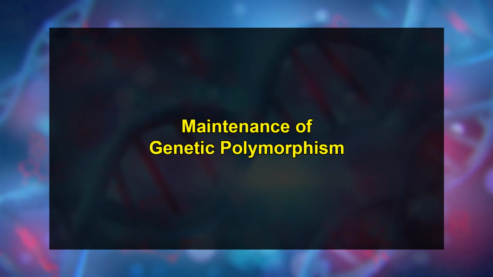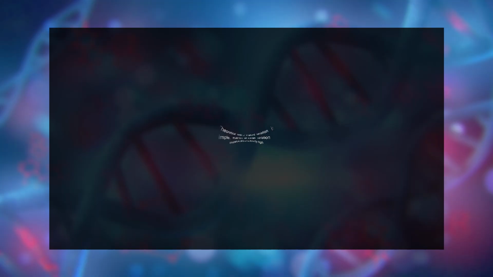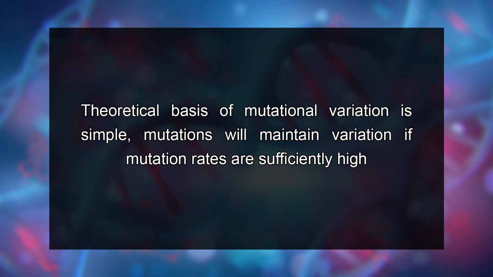Dear students, let's now discuss the maintenance of genetic polymorphism. Many factors act to increase or maintain the amount of genetic variation in a population. One of these is mutation, which is in fact the ultimate source of all variation. The theoretical basis of mutation variation is simple. Mutations will maintain variation if mutation rates are sufficiently high.